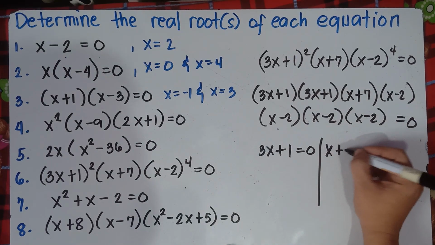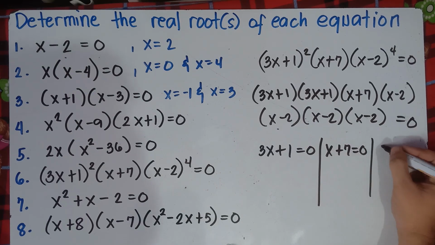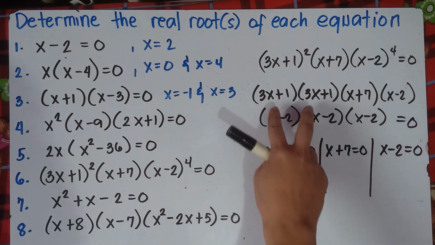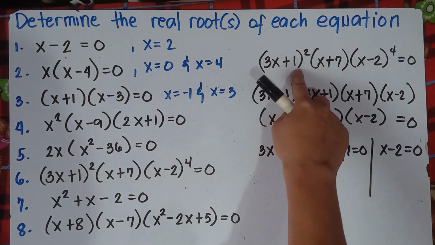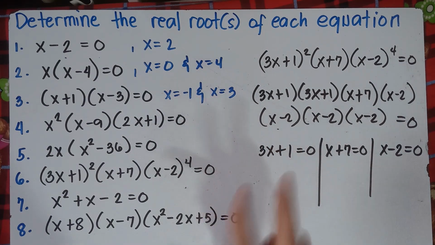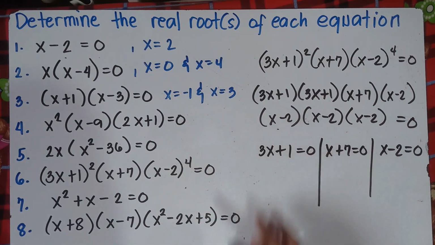X plus 7 equals 0. Then x minus 2 equals 0. Once again, class, we do have two answers for 3x plus 1 because it's a square. I will just write one, class. Later on, we will write the two answers and the four answers for x minus 2.